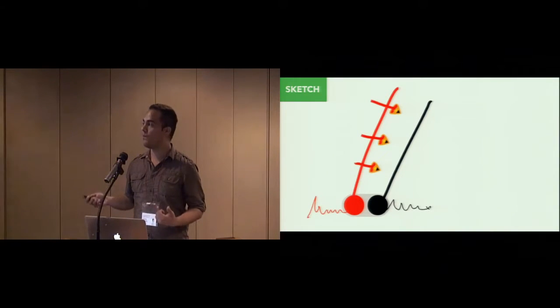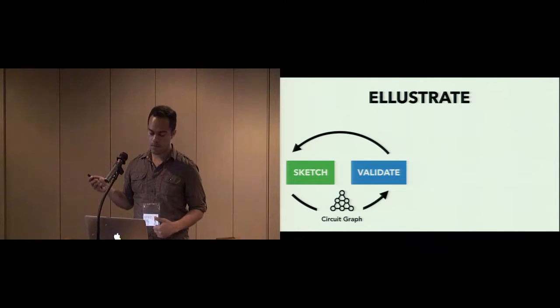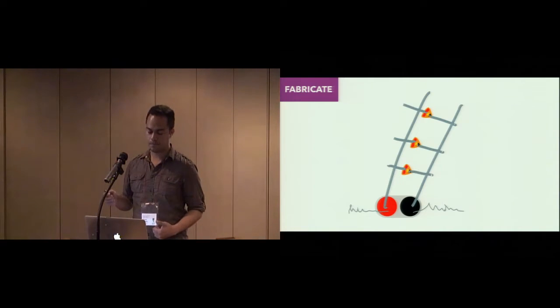So what happens when we break a circuit? So here we have removed the grounding path for each LED. Our validation step alerts the user of issues with the circuit and highlights all the problem elements. Once the sketch has passed validation, we provide a fabrication and debugging guide to aid users with realizing their circuits.